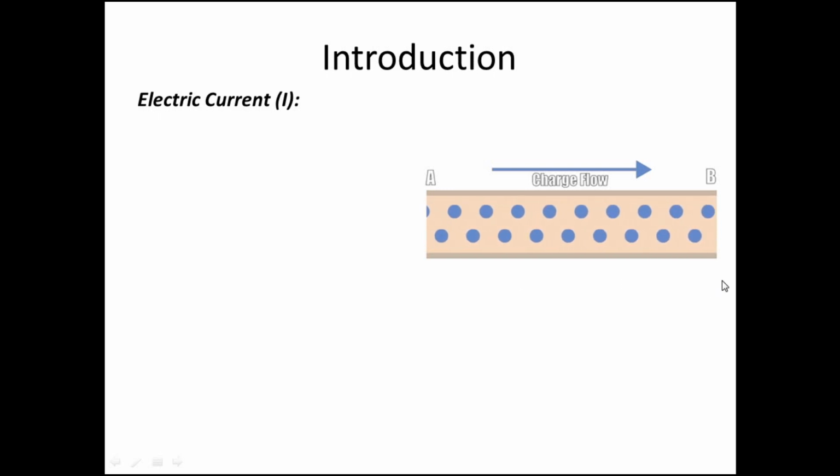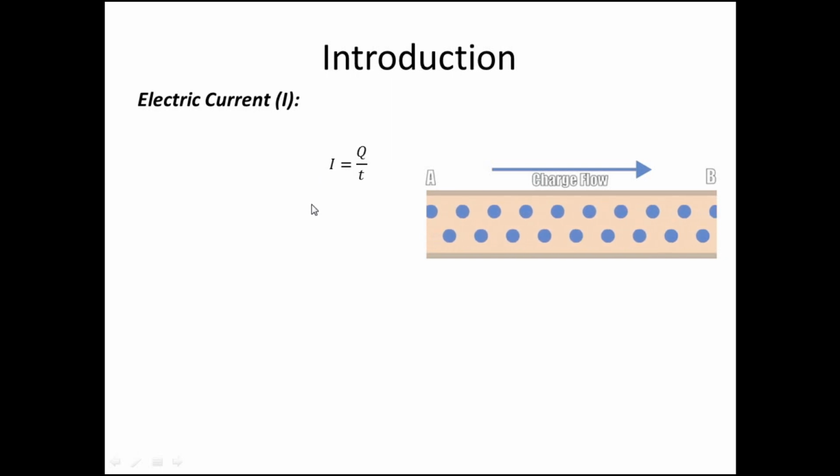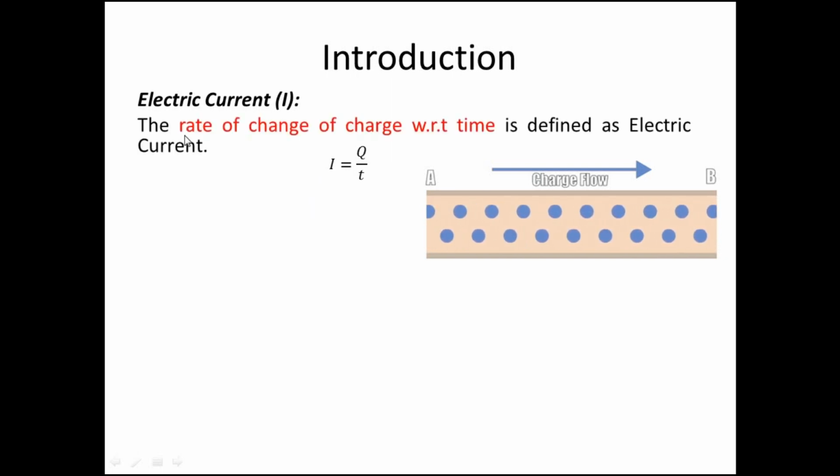This charge flow in a definite time is called electric current, or we can define the current as I equal to Q by T. If a Q amount of charge is transferred from A to B in a time T, the current is defined as I is equal to Q by T. By definition, the current is the rate of change of charge with respect to time.